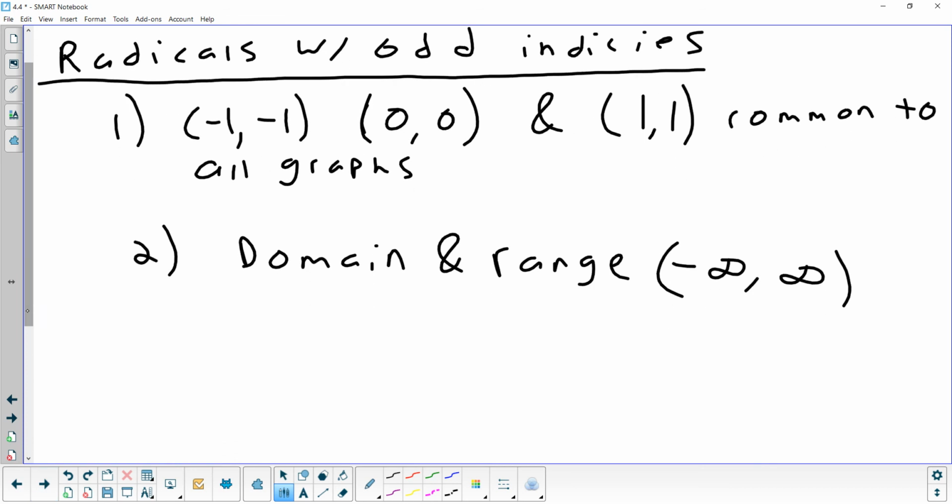So again, odd roots, center point. Even roots, start point. That'll be a question that I will ask you on the test. All you have to do is look at the index. If it's even, it goes in one direction. If it's odd, it has a center, and it goes in both.